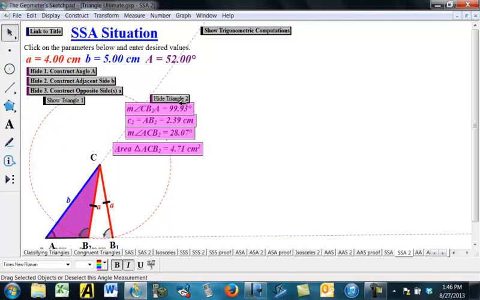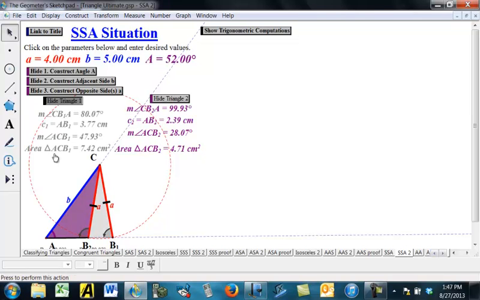But there's another triangle. The other triangle is over here, smaller area, 4.71 square centimeters, larger angle at B2, about 100 degrees, and the side C2 here is shorter from A to B2, about 2.4 centimeters. And the angle up here at C is a smaller angle here. So if you want to compare these side by side, side A, side B, and angle A are the same between the two. They share the angle A, they share the side B, and these two sides at A are congruent, but everything else is different about the two.